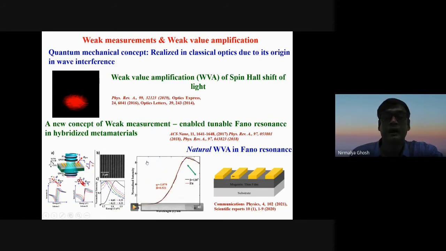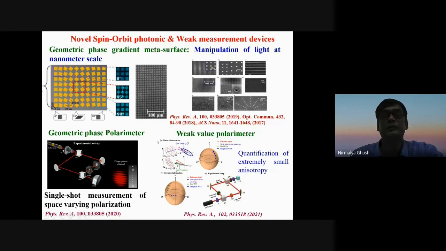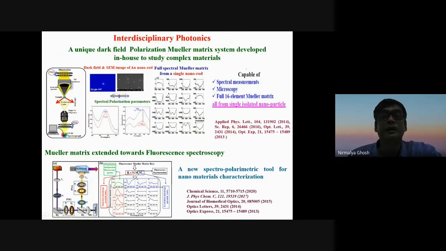And then, of course, we have been trying to develop new concepts of spin-orbit and weak measurement devices. In interdisciplinary photonics, we have been using polarized light, basically a novel dark field polarization Mueller matrix system we have developed in-house. The Mueller matrix is basically a 4x4 matrix, which is the transfer function of polarized light in its interaction with a material medium. This unique system we have used for probing biological systems and various other complex materials. We have also extended the philosophy of the Mueller matrix towards fluorescence spectroscopy and used it for nanomaterial characterization.